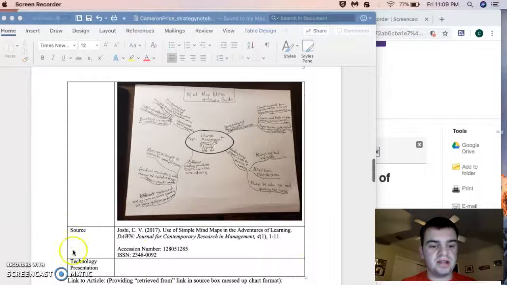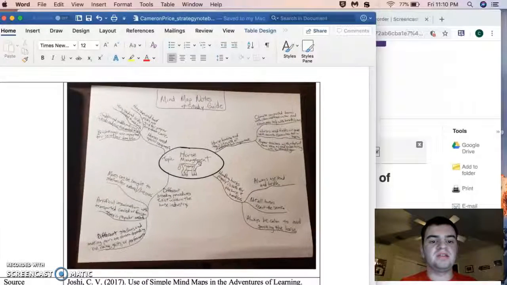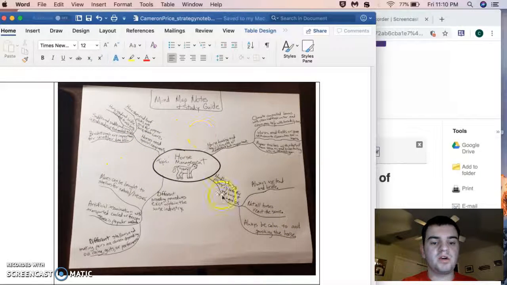And then here's a source down here, the article I looked at. It was Use of Simple Mind Maps and the Adventures of Learning, very informational. And then here's the actual mind map I created. So you have the topic of horse management, like I said, with my awful drawing of a horse, but kind of like some of my other things. Hopefully the students are better artists. So the topic goes in the middle, and then each one of these, like right here, here, here, and here, is a main point during the lecture. And then all the subpoints from the main point come off into branches, and that's where you do your little relationships. The branches are the relationships that the article was talking about.